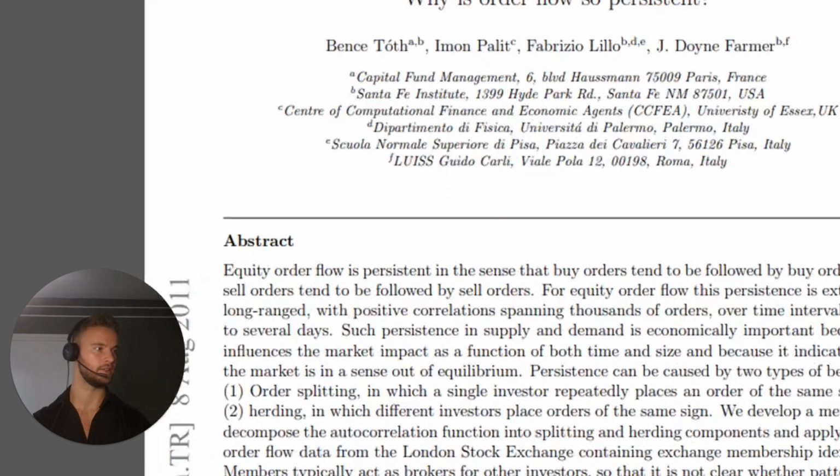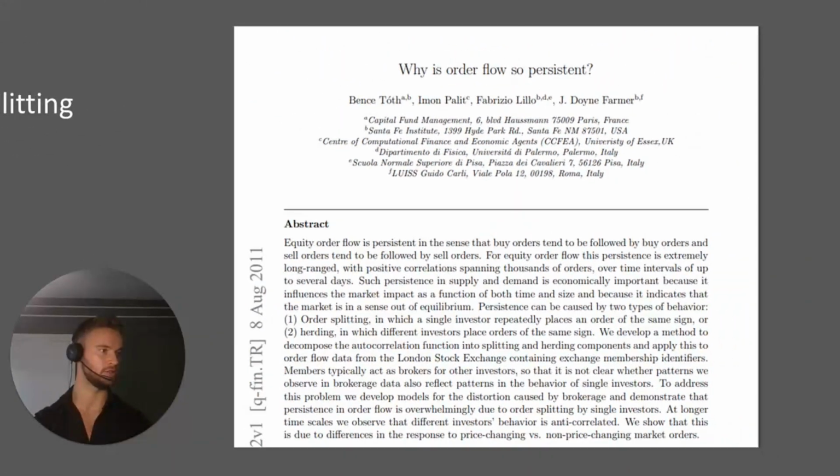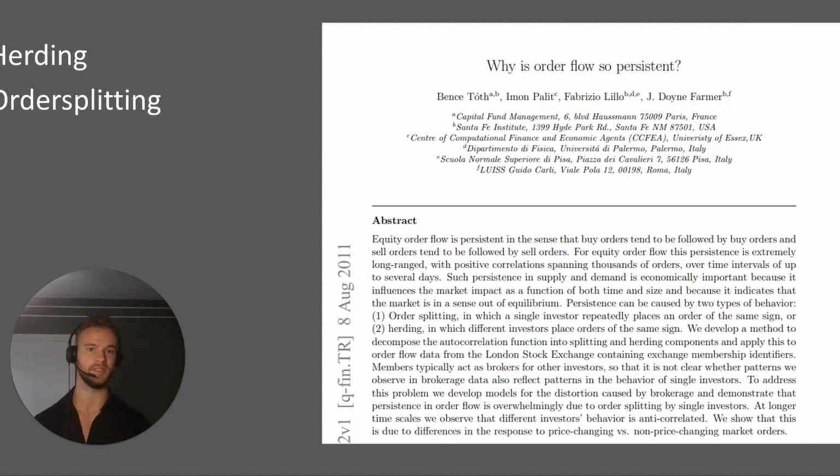If we take a look at this article over here, it's basically a research paper, and it's investigating why order flow is so persistent. That basically means, if you take a look here, equity order flow is persistent in the sense that buy orders tend to be followed by buy orders and sell orders tend to be followed by sell orders. This is because of two types of behaviors in markets: order splitting, in which a single investor repeatedly places an order of the same sign, or herding, in which different investors place orders of the same sign. That basically means that people tend to see the same thing.